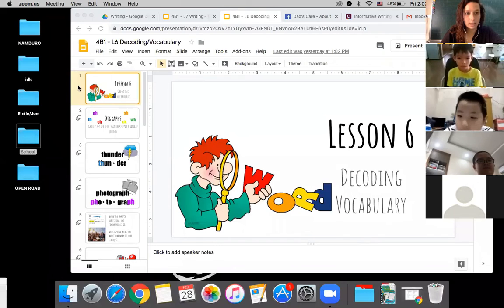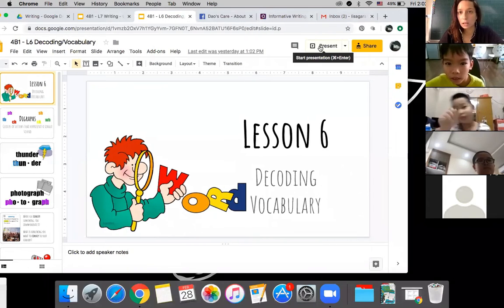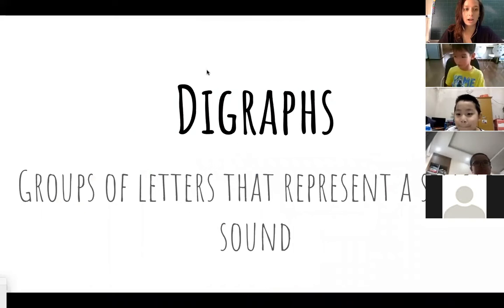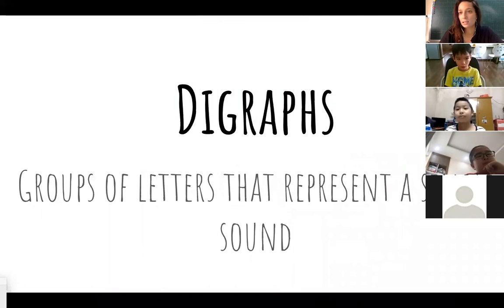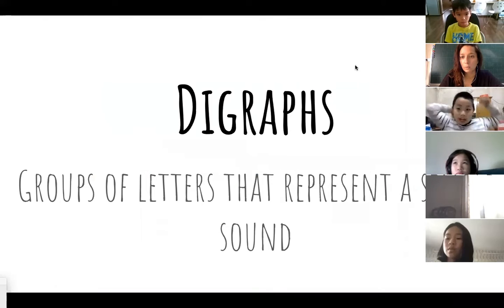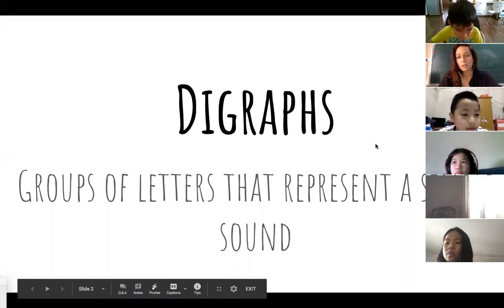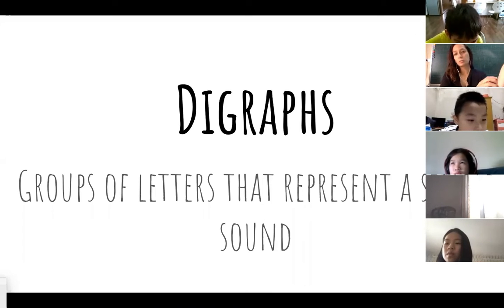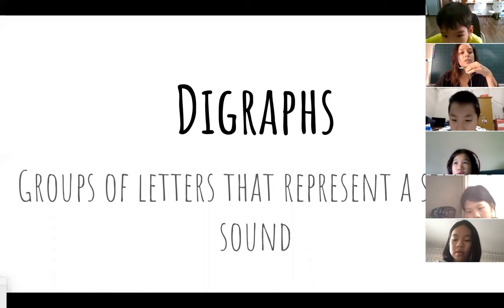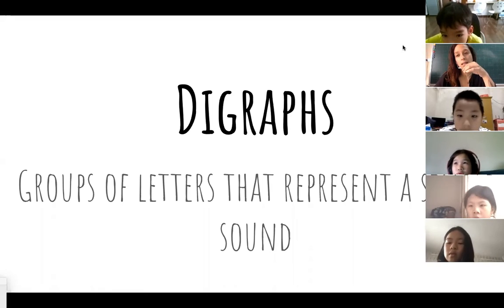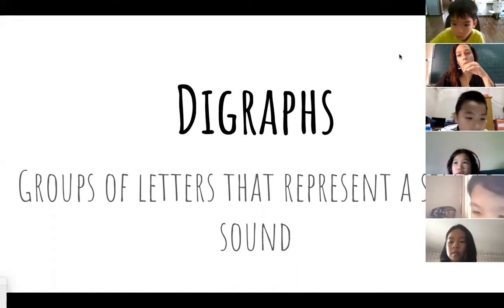Okay, we are going to practice vocabulary today and also some decoding. Okay, so let's first talk about digraphs. A digraph is a group of letters that represents a single sound. When I say a group of letters, what am I talking about, Mitzi? A group of letters. More than one. More than one. So digraphs are more than one letter, and together they represent one single sound.